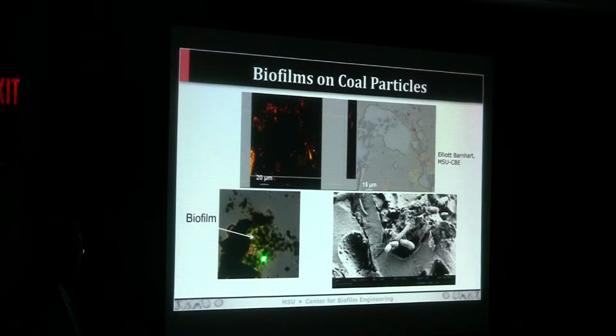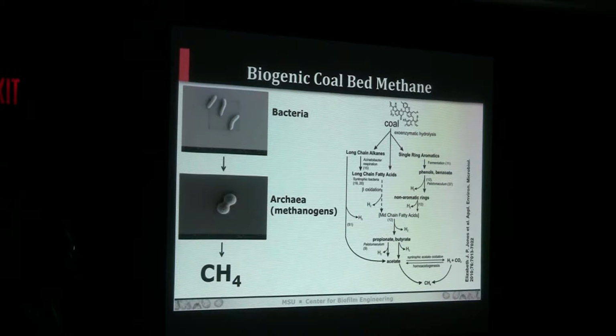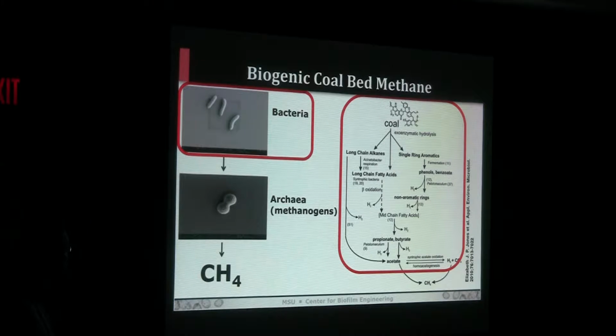Here is a confocal microscopy image of a bacterium attached to coal, which is associated with some methanogens. And there's an SEM image where you can see association of cocci with rod-shaped organisms. And if you look at how methane is being produced from complex carbon sources like coal, it's basically bacteria like Clostridia-like species, but also sulfate reducers, which can convert complex organic compounds into short-chain fatty acids, including acetate, as well as CO2 and hydrogen.